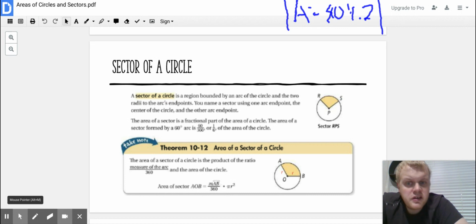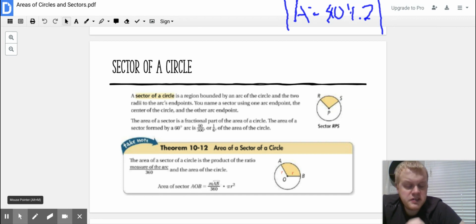The area of the sector is a fractional part of the area of a circle. The area of the sector formed by a 60-degree arc would be written as part over whole, which is the 60, over a whole circle, which is 360, which again reduces down to 1/6 of the area of the circle. Okay, so to find the area of a sector of a circle, it's quite simple.